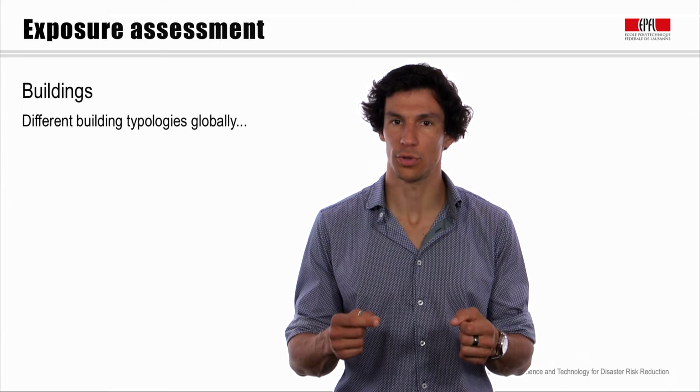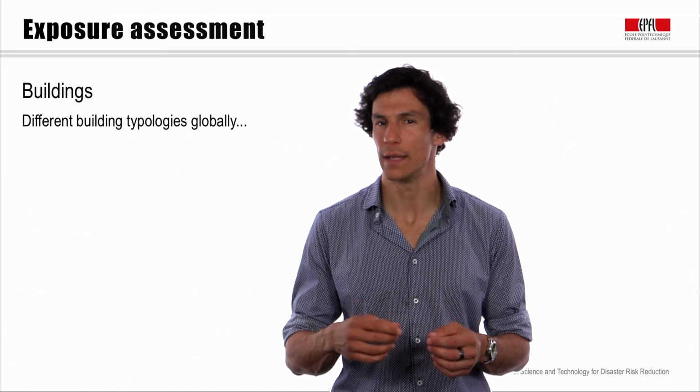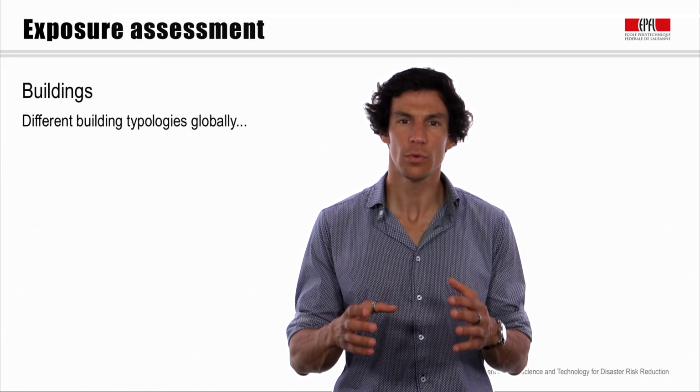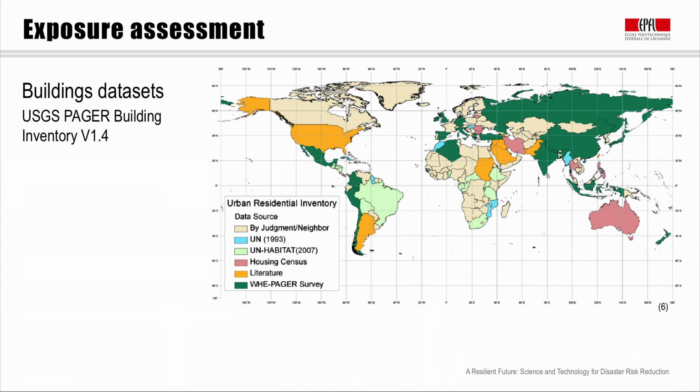Finally, building exposure models should take into account not only the different characteristic building typologies that can be found around the world, but also at a local scale, as these photos taken from the same city illustrate. The United States Geological Survey PAGER system, to which I will come back later in this video, provides a building inventory with residential building stock distributions available for different countries. It uses a variety of sources such as UN Habitat, housing census, published literature, expert opinion, and so on.